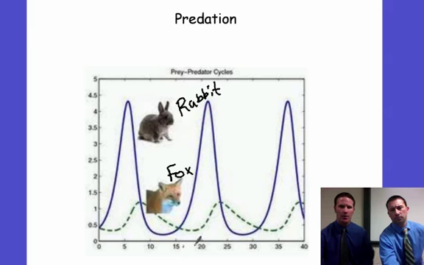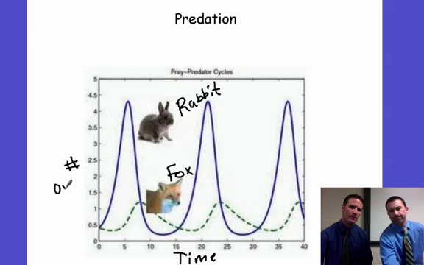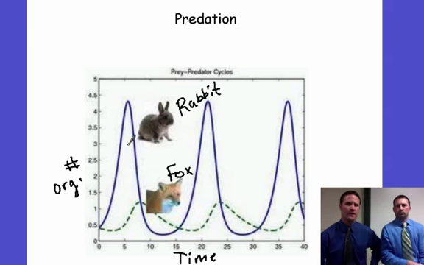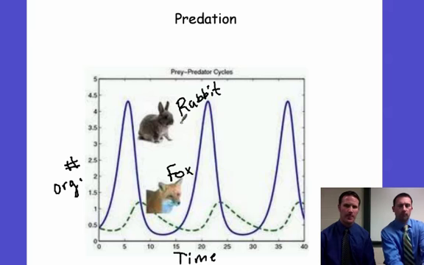Okay, and so on the x-axis over here, I would assume that this is time. Yep. And then on the y-axis here, that would be the number of rabbits by hundreds. Yeah, 4,000. So it's probably the number of organisms that are living, right? Okay, so we're just trying to show you a little bit about predation and how it affects each other.